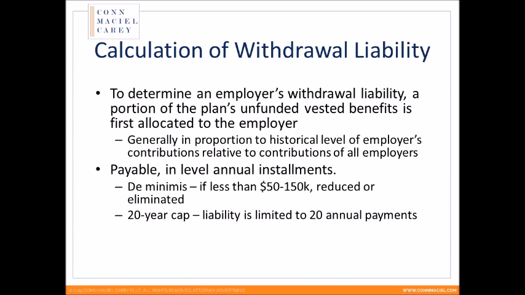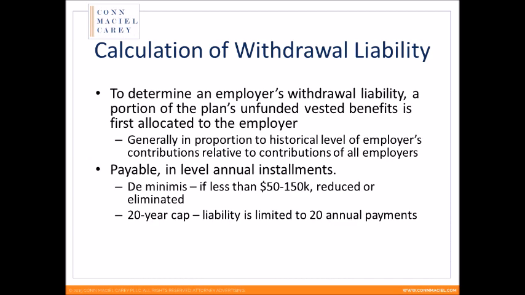Your liability is limited to 20 annual payments. Your annual payment, we'll talk about how you calculate that in, I think, the next slide. But just know that the number on your estimate may not be reliable, probably is not, because what they've given you is almost certainly your unfunded vested benefits. If your fund is in bad enough shape, and I'm sure for many of you it is, then your 20-year total of payments would be much less than the amount of your unfunded vested benefits.